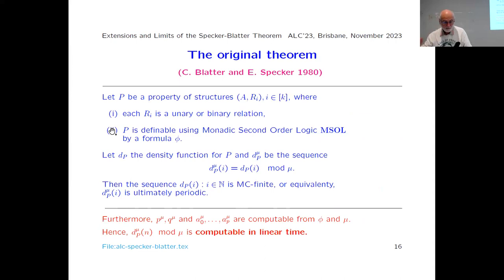Now, here is the original theorem of Specker and Blatter. Let P be a property over a structure with finitely many relations, each of which is binary or unary, and P is definable in monadic second order logic by a formula phi. Then we look at the density function modulo mu. The theorem says that this density function is MC-finite, or in other words, d_mu P(n) is ultimately periodic. They also find that the necessary coefficients for fixed mu can be computed, and then you can compute the periodicity in linear time, provided you already computed the coefficients, which may be more complicated.